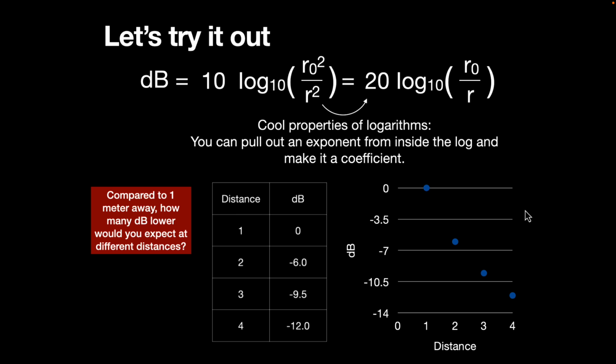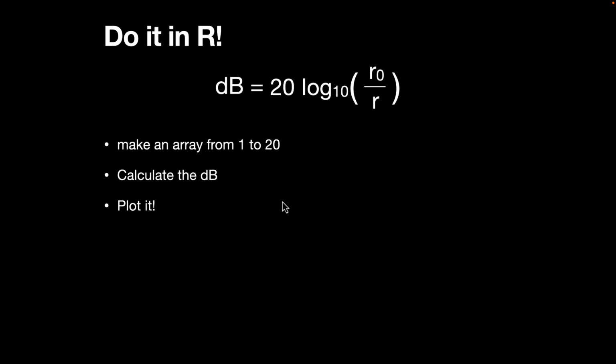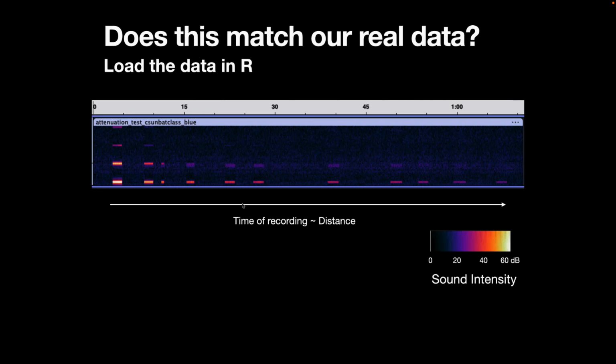So what we did in class after we've done this here is we actually went ahead and did this in R. We've coded in, making an array from 1 to 20, calculating the dB, and plotting it using this. So you can work on that as your first exercise in R. So that's what it looks like in theory as you get farther away.